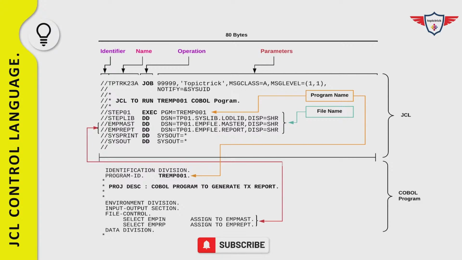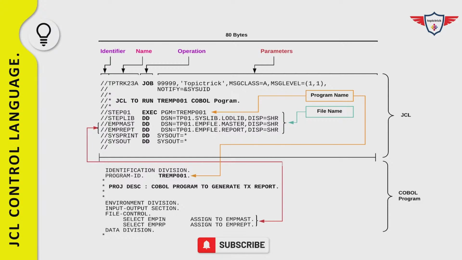After that you have a DD statement EMPMAST, that is the employee master file, and EMPREPT, that is the employee report. So these are the two files: one is an input, the other one is an output file, and these two files are used as they are in the COBOL program. If you see the file control section of the COBOL program, mentioned in the bottom section, you have the first file, that is EMPIN. This is a file name which is mapped to EMPMAST of the JCL. And after that you have SYSPRINT and SYSOUT. These are the two DD statements used to specify where you want to print your job related messages.